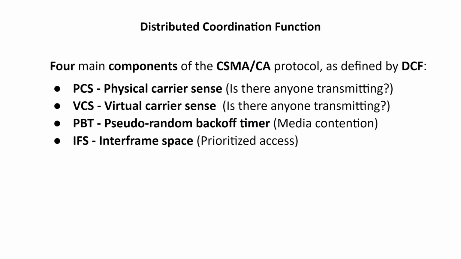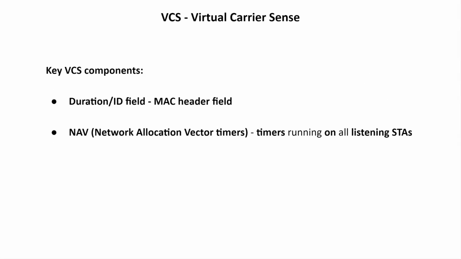The second component of the DCF is the Virtual Carrier Sense, VCS. There are two key points here: the duration ID field in the frame header and the NAV timer, network allocation vector, which is counted by the device before it begins to compete for the medium.